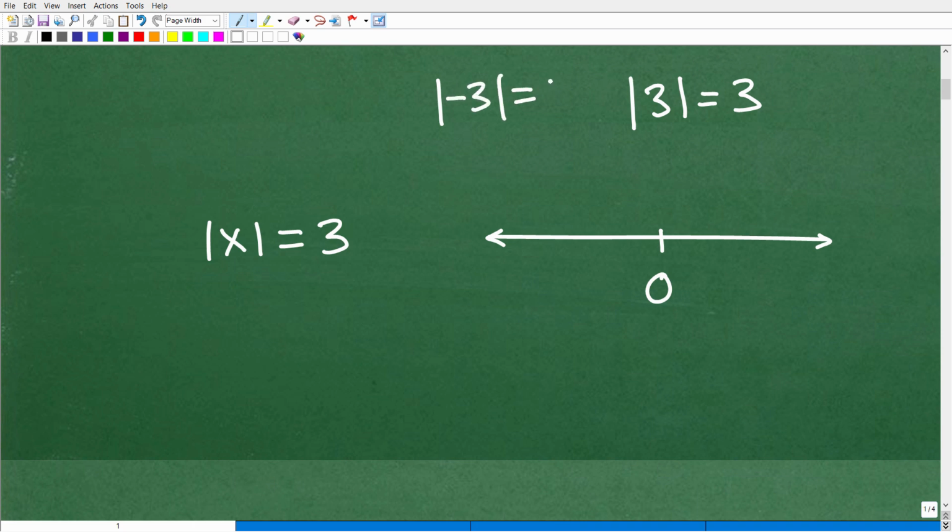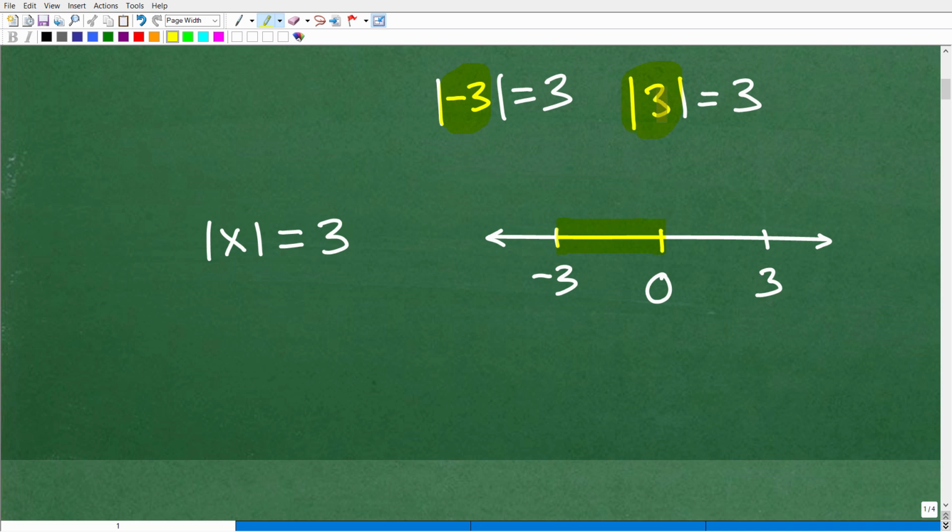Well, hopefully all of you are like, isn't that equal to 3 as well? You would be correct. So negative 3 and 3, on a number line, the absolute value tells us the distance a number is from 0. So right here, when we're taking the absolute value of negative 3, we're really asking a question. How far is negative 3 from 0 on a number line? Well, it's 3 units away.